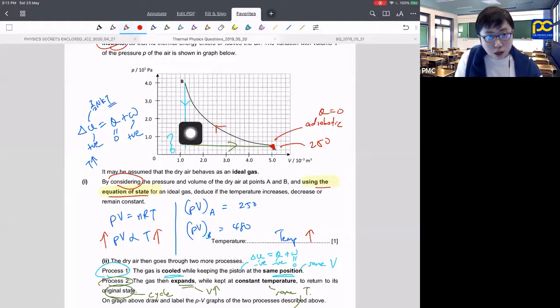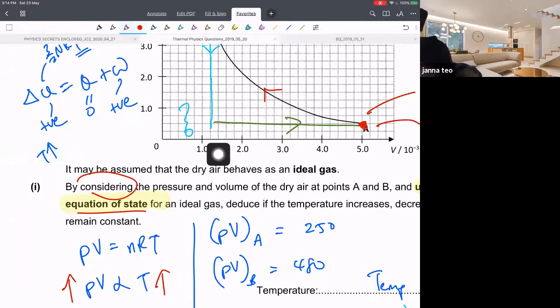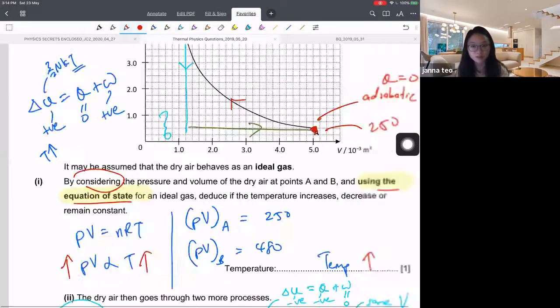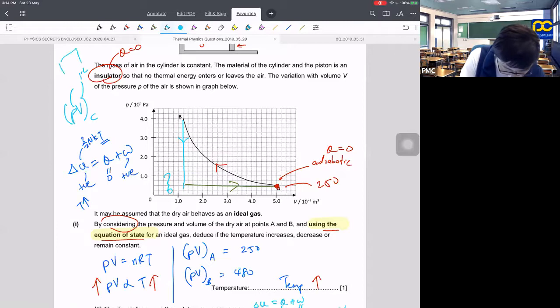This point C. But I know the volume of point C. Can you read out for me, what's the volume of point C? 1.2, good. So this volume is 1.2, right? You want to know the pressure, and the PV will also be equal to 250, am I right? 250. So can you help me calculate what will be the pressure?